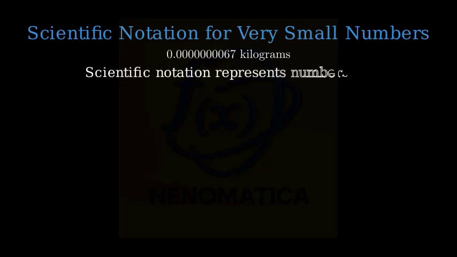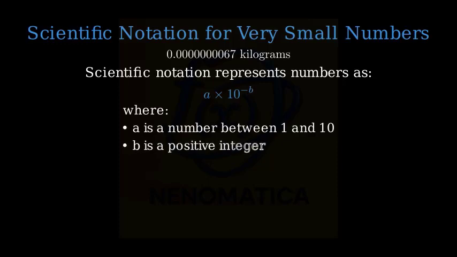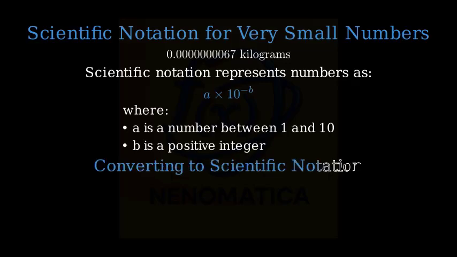Scientific notation represents a number as a product of a coefficient between 1 and 10 and a power of 10. For very small numbers less than 1, we use negative powers of 10. The general format is a times 10 raised to the power of negative b, where a is a number between 1 and 10 and b is a positive integer. Let's learn how to convert a very small number to scientific notation.